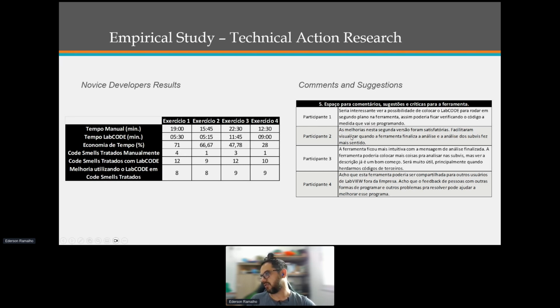They gave us some feedback with suggestions. For example, using the tool in the LabVIEW environment while we are programming, so the tool is analyzing the code in real time. They commented that the user interface was nice and easy to use. Another suggestion was to share this tool with other people in other companies, maybe to get other results.